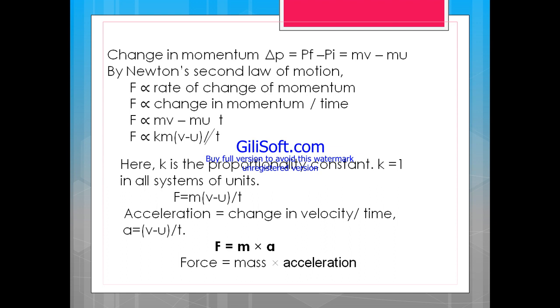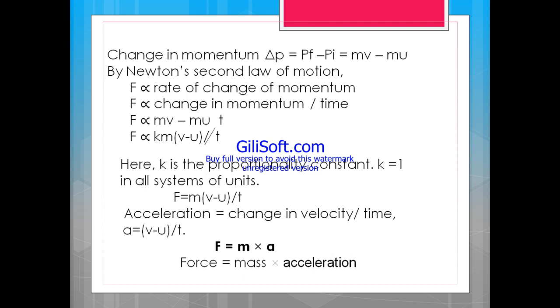Right? So here we take the proportionality as k. Why? Because k is a proportionality constant, and in physics we will use this often. The value of k is 1 in all systems of units. So we have FPS and SI systems. In such a case, we consider k as a proportionality constant, and k is equal to 1 in all systems of units.